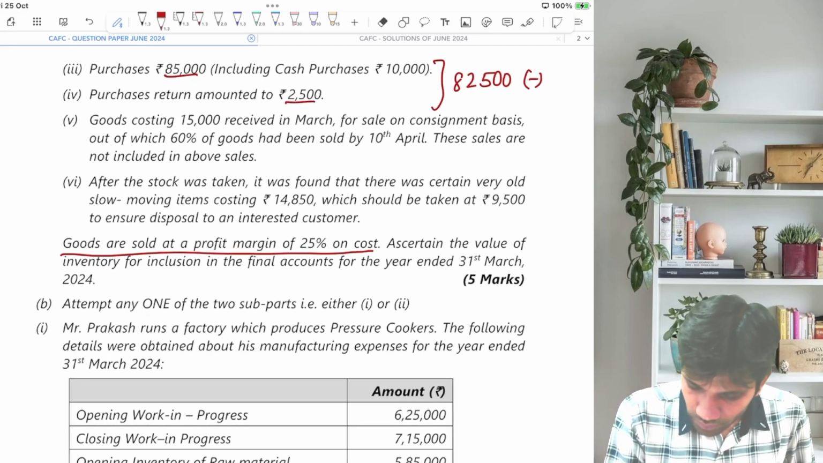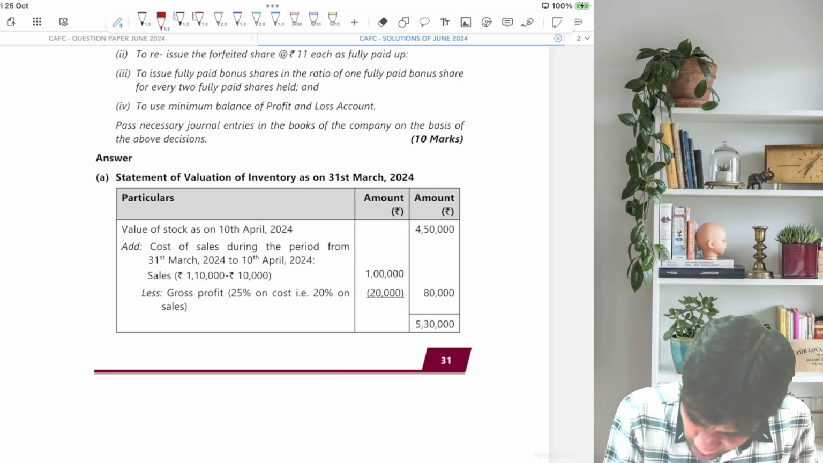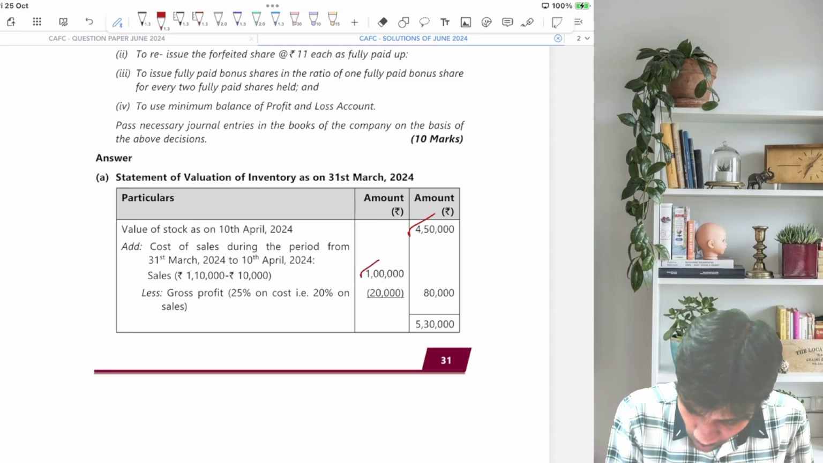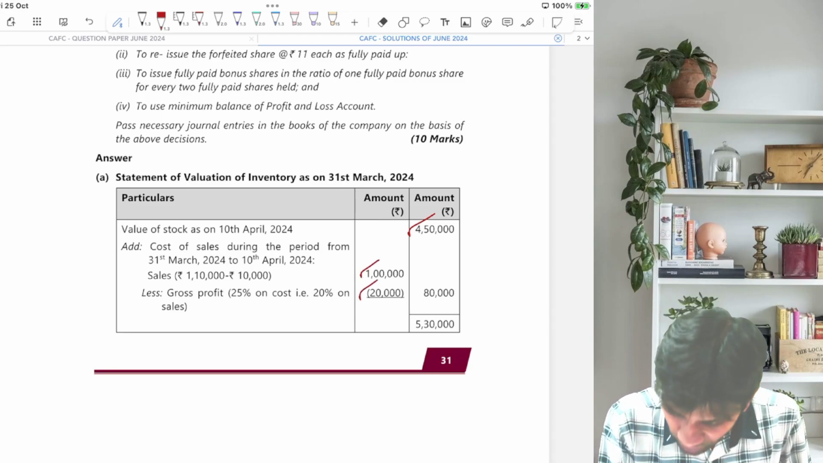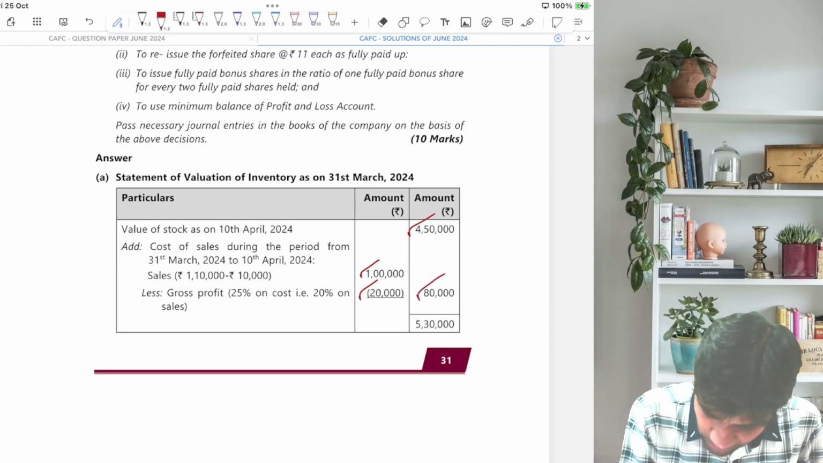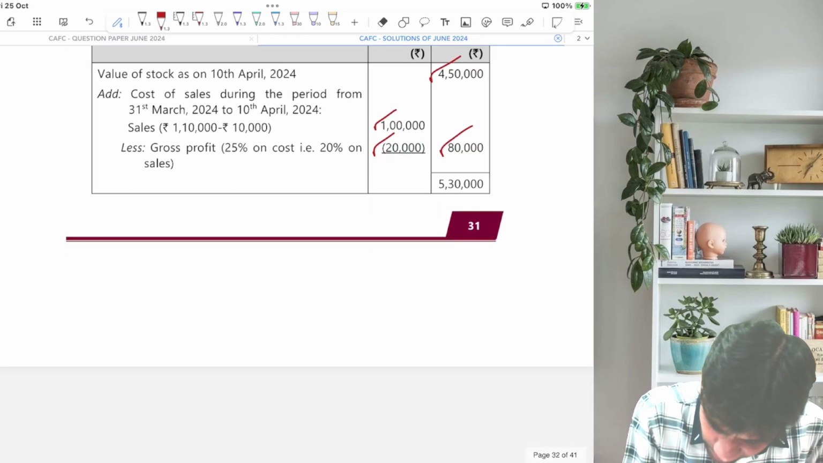So we can go step by step. This is the stock 4 lakh 50. This is net sales 1 lakh. Out of that we will deduct the GP margin, so we will add 80,000 to the cost of goods. How this came, I'll explain you very clearly. It is 25% on cost.